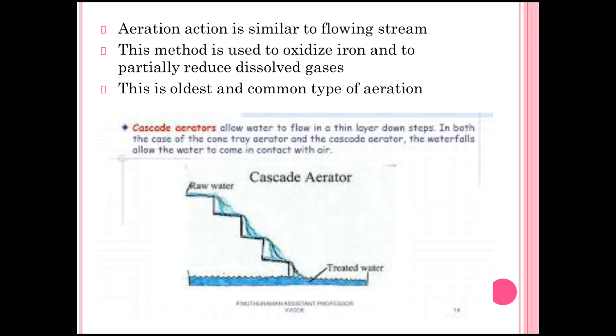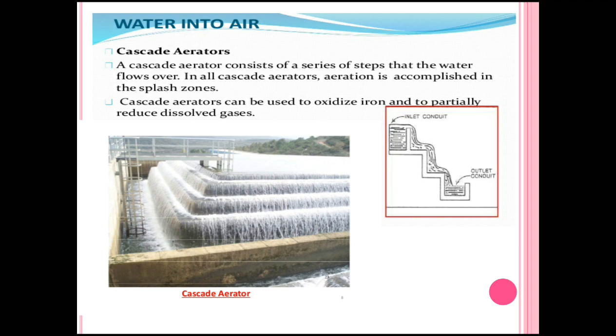Cascade aerator is the oldest and most common type of aeration method. In this method, water is allowed to flow in a thin layer down steps. We can see it in a diagram. In both cases, the cone spray aerator and the cascade aerator, the waterfalls allow the water to come in contact with the air, so that oxygen dissolves in the water.